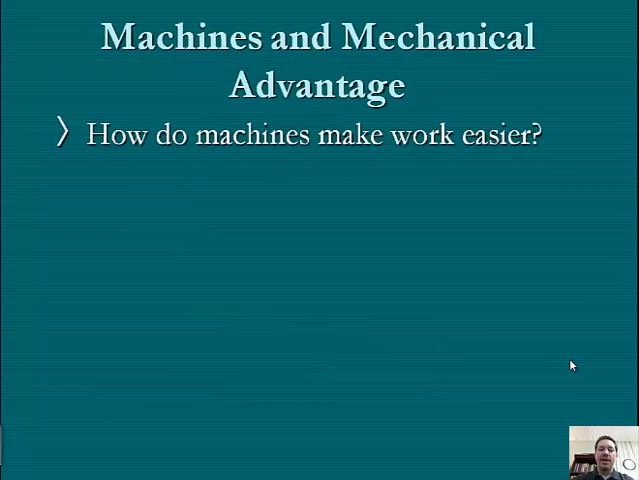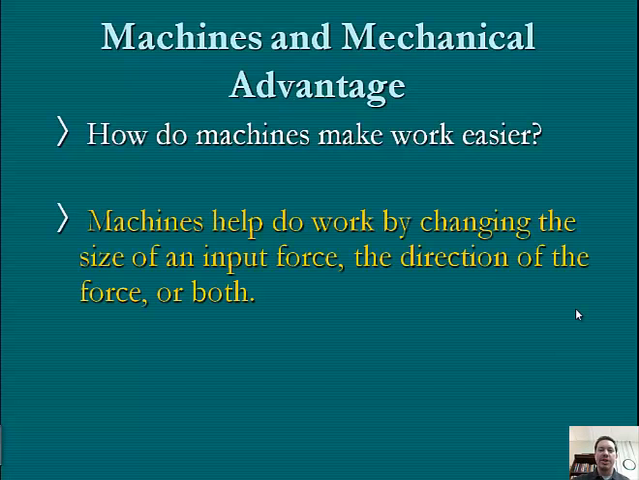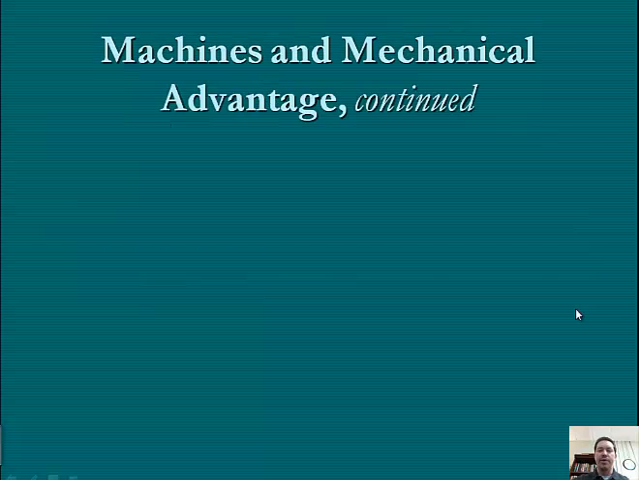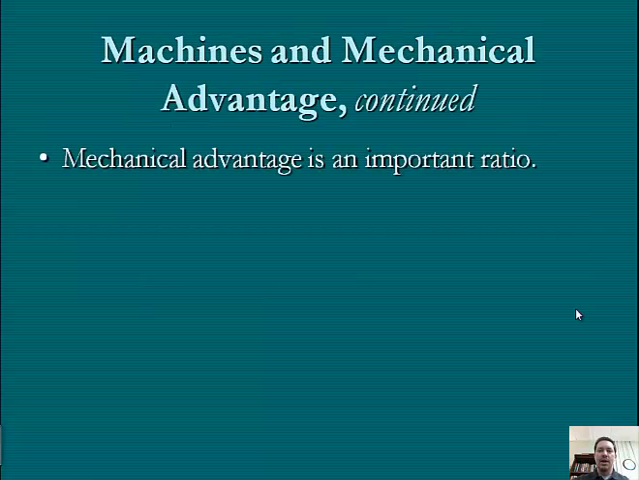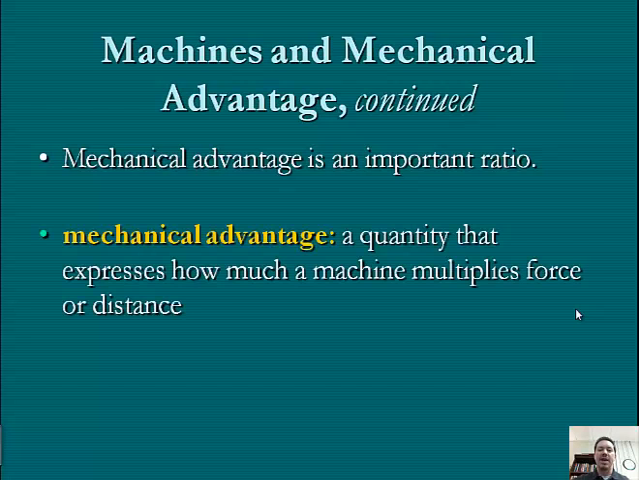All right, last thing we're going to talk about is machines and mechanical advantage. So how do machines make work easier? Machines help do work by changing the size of an input force, the direction of the force, or both. So this is an important ratio for figuring out how efficient a machine may be. So mechanical advantage we define as a quantity that expresses how much a machine multiplies force or distance.